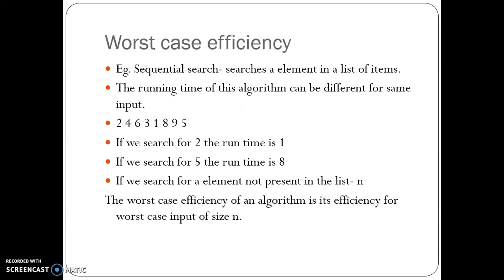So for the worst case complexity, if in sequential search or linear search we are searching for an element in a list of items, the running time of the algorithm will be different for the same input. Suppose the input list is 2, 4, 6, 3, 1, 8, 9, 5. Now if we are searching for 2, which is the first number, the runtime will be 1. If we are searching for 5, then the whole list has to be traversed, so the runtime will be 8. And if we search for a number which is not present in the list, the runtime will be n, because all the n numbers have to be checked.